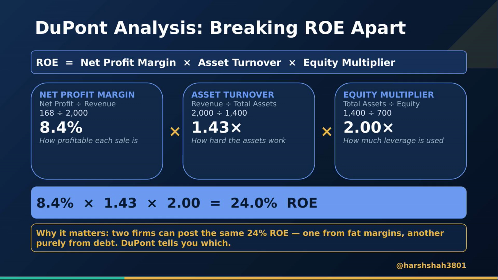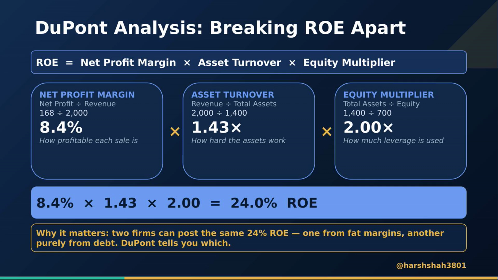Net profit margin is 168 over 2000, which is 8.4%. This tells us how profitable each sale is. Asset turnover is 2000 over 1400, which is 1.43 times. This tells us how hard the assets are working. And the equity multiplier is 1400 over 700, which is 2.00 times. This tells us how much leverage is being used.